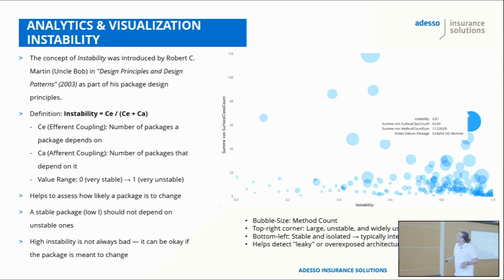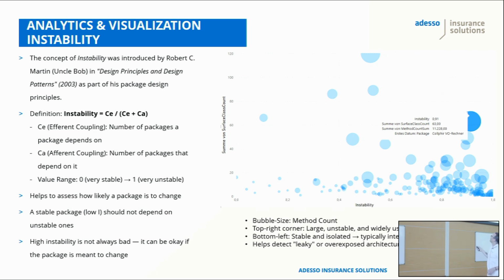The size of those bubbles we see here, each bubble is a package. The size represents the size of the package. Do you also take a look at how often they actually change? No, but it's a good point. I took it for an outlook to add that kind of information. So is it heavily changed, or who is changing this? But we're not doing this yet.